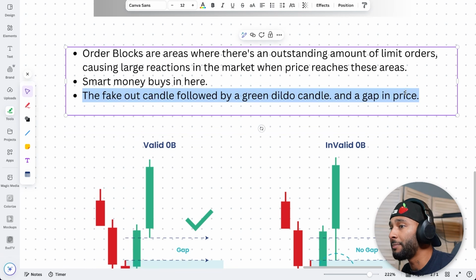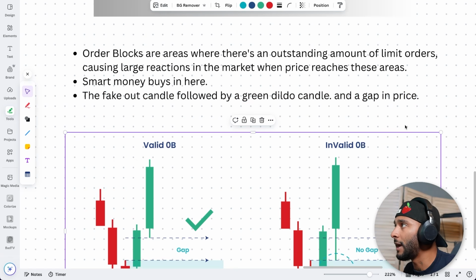And usually that gap in price is going to be your order block. So those are three things that led up to that buy. And if you guys were watching on my last stream and the stream before that, this was the same playbook we did on a few trades.